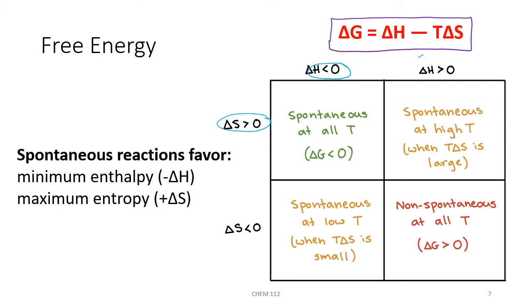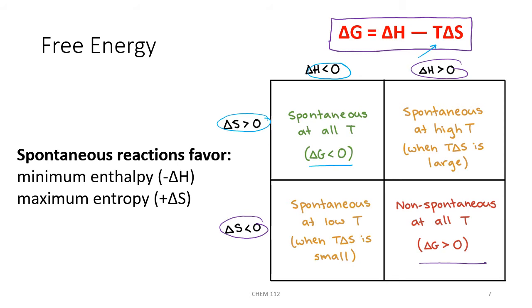No matter what you plug in for the temperature value, you will always end up with a negative value for delta G, signifying that it's spontaneous at all temperatures. If we have a negative value for delta S and a positive value for delta H, which would put us in the lower right-hand corner, no matter what you plug in for the temperature, your delta G will always be positive. So when we have the opposite signs for delta H and delta S than what would be favored, that reaction would be non-spontaneous at all temperatures. Nothing can overcome that and make the delta G be negative. It will always be positive.